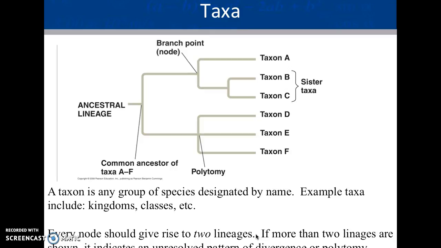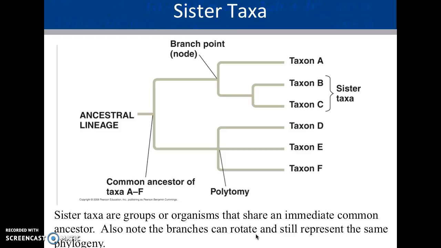Essentially, what that means is we see for taxon D, E, and F, essentially two species diverged from the ancestor, and then the ancestor also proceeded onward, which is sort of rare, and so we would want to look at what that means. Anything that is related on the same branch we call sister taxa. They are immediately related by an ancestor. They are groups or organisms that share an immediate common ancestor.